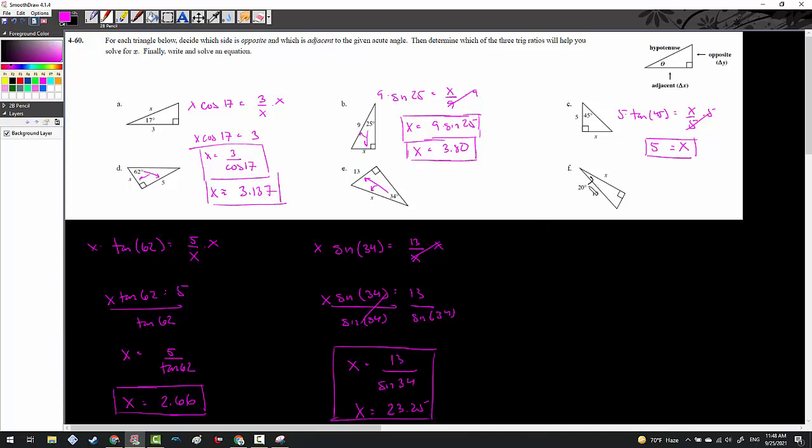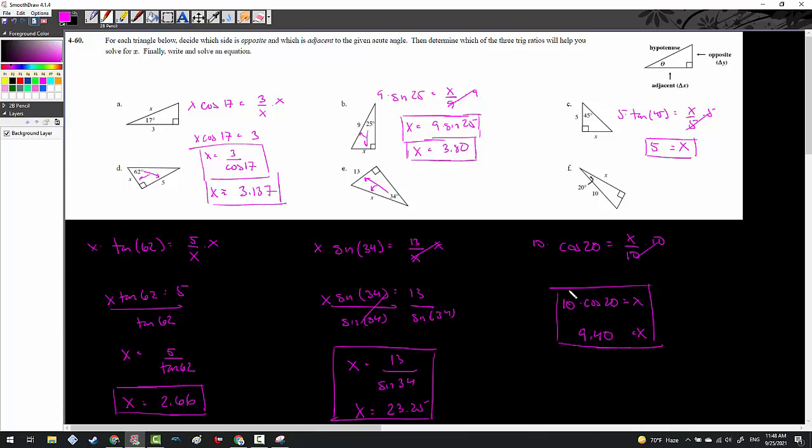And the last question here, we got an angle, adjacent, hypotenuse, cosine of 20 is equal to adjacent, which is x over 10. Multiply both sides by 10. So you get 10 times cos 20 is equal to x. Punch that into the calculator, you're going to end up getting 9.40. And there you have it.